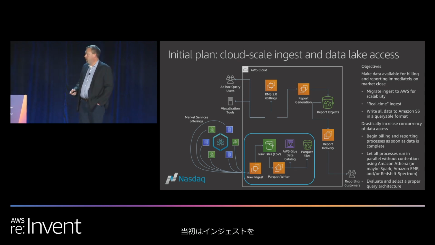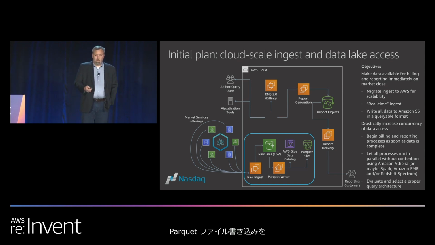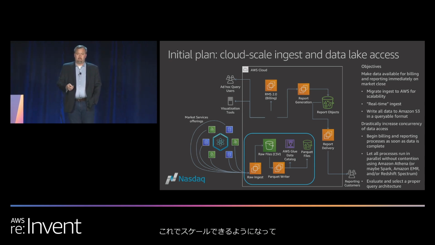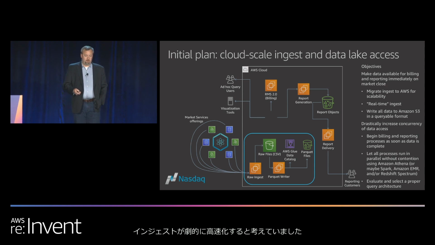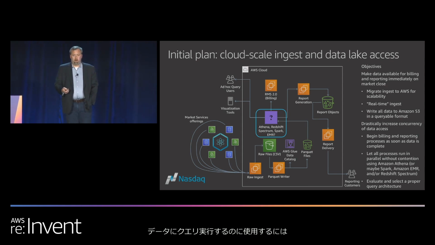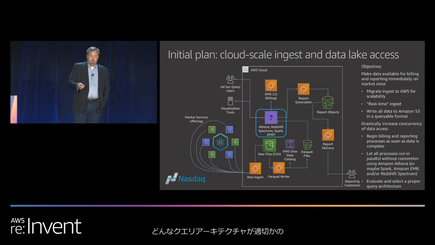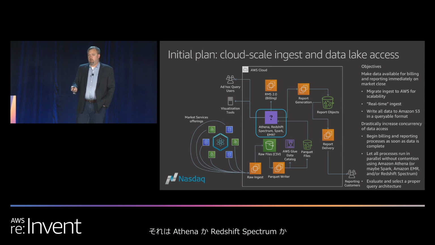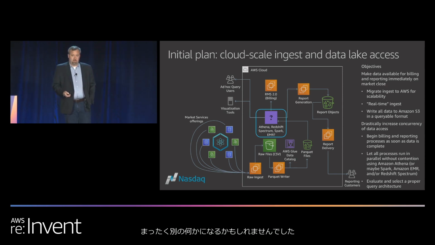So initially, we knew that we wanted to move our ingest into AWS. And we wanted to turn Parquet file writing into the first-class citizen of our ingest process. This, we believed, would allow us to scale and dramatically increase the speed of our ingest. Second, we knew that we would have to do some proof of concept work around what sort of query architecture we would use to query the data in those Parquet files in S3. We thought maybe it would be Athena, maybe it would be Redshift Spectrum, maybe it would be something completely different.